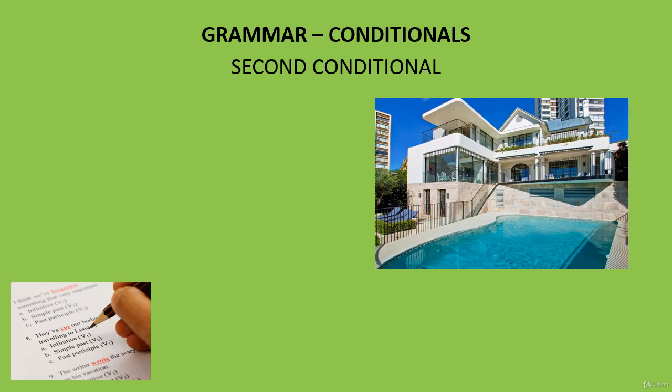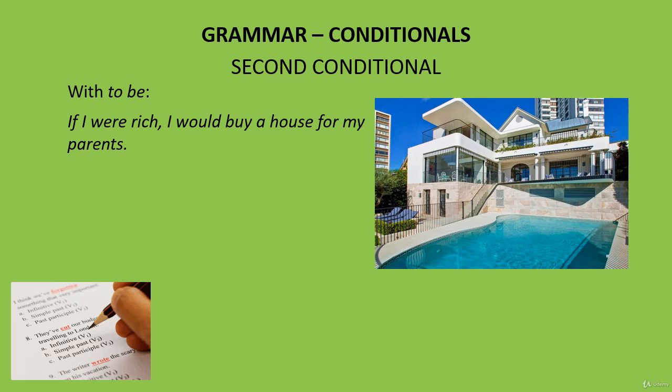With the verb to be in the second conditional, there is a slight rule change. We say, if I were rich, I would buy a house for my parents. Normally was comes after I. Some people may say, if I was rich, I would buy a house for my parents, but that's spoken English.